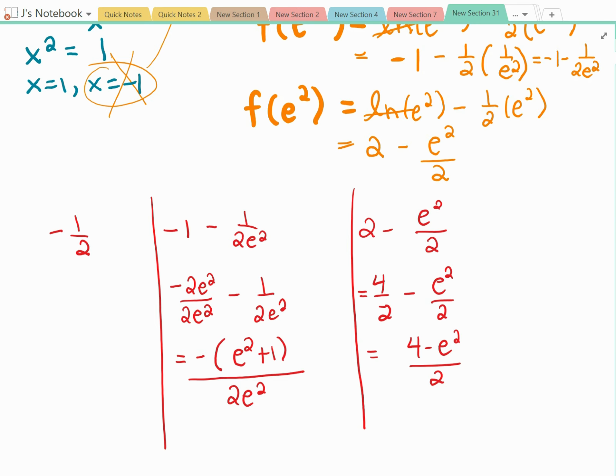Oh. From this? Yeah. So this was multiplied top and bottom by e squared to make this have the same denominator. Yeah, but how do we get the next step? How do we get negative? Oh, hold on. So now they have the same. Oh, I forgot the 2 bit. Yeah, that's why. Thank you. Forgot the 2. Good catch.